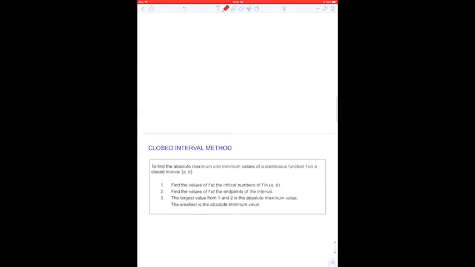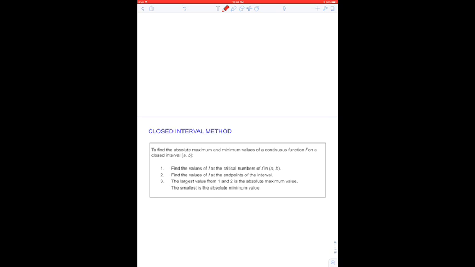And then we do have instructions in order to find an absolute maximum and absolute minimum value of the function. We have to find the critical numbers, and of course we will have the endpoints. Now we have to find the corresponding values of the function at the critical points and at the endpoints. Whichever is the highest is the maximum, whichever is the lowest is the minimum.